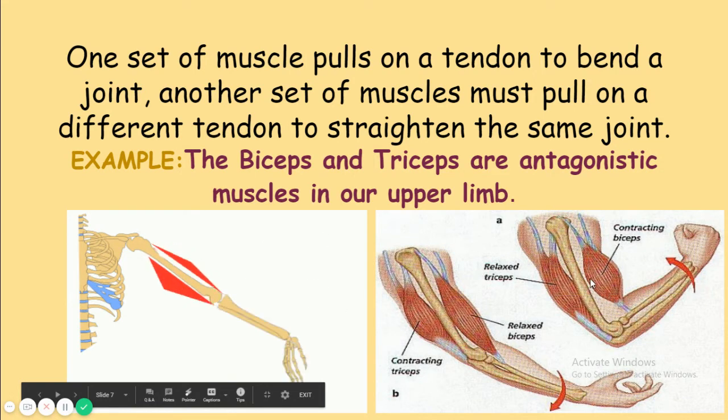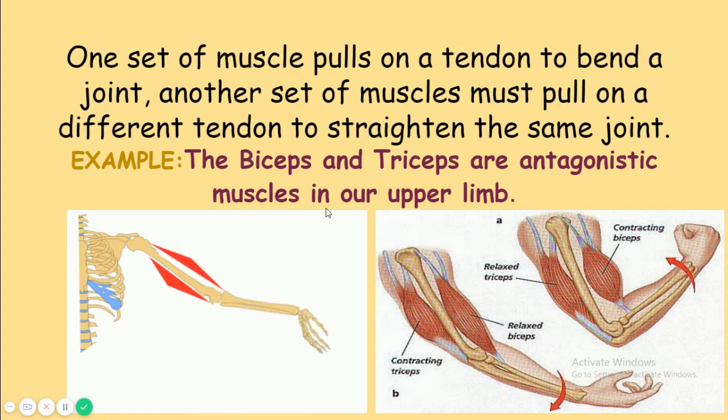When the bicep is contracting, the tricep is relaxed. When the tricep is contracting, the bicep is relaxed. Okay. Bicep means a muscle with two heads. And the tricep means a muscle with three heads. Tricep has three heads and bicep has two heads. Okay, these two muscles are antagonistic to each other. Bicep and triceps are antagonistic to each other.